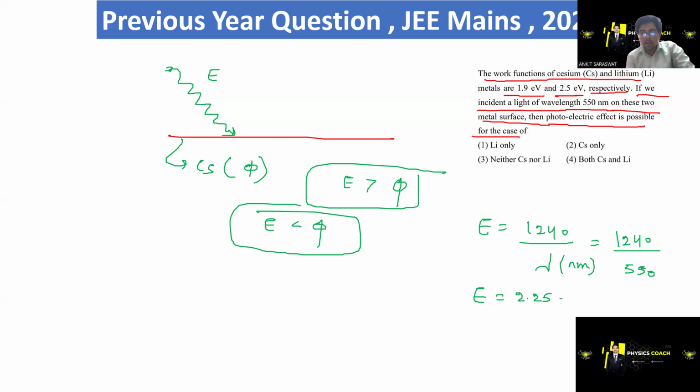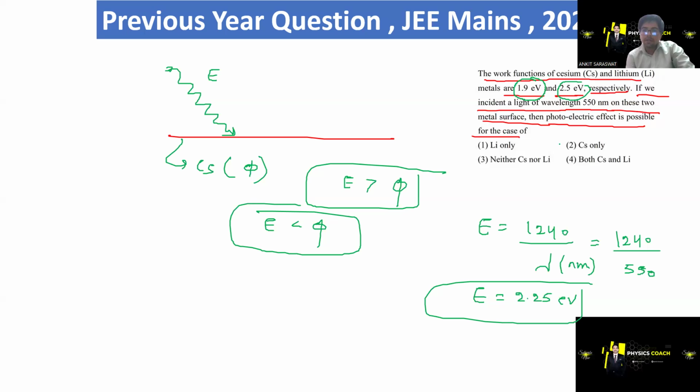So energy is 2.25 electron volt. Now check. Work function of cesium is 1.9 electron volt, while work function for lithium is 2.5 electron volt. So whose work function is less than this E? The condition is that work function must be less than E. Then only will the electron come out of the metal surface.